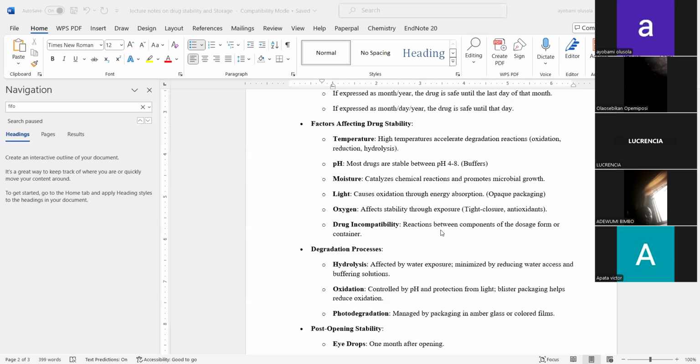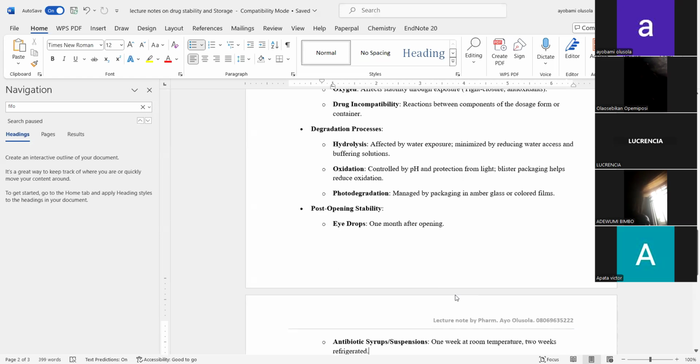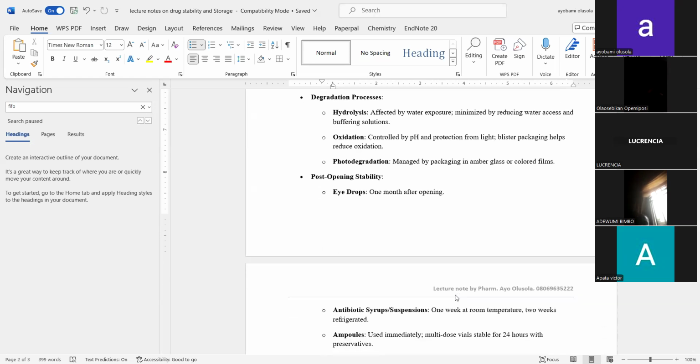So hydrolysis is one of the degradation processes your drug can undergo. And hydro means water. So it just means the degradation that is caused by water. Then oxidation too. Your drug can undergo oxidation if the pH changes, if it's exposed to light and all of that. Then photodegradation: some drugs, not all drugs, when exposed to light, can also get spoiled. So from there, let's go to stability of individual preparations.